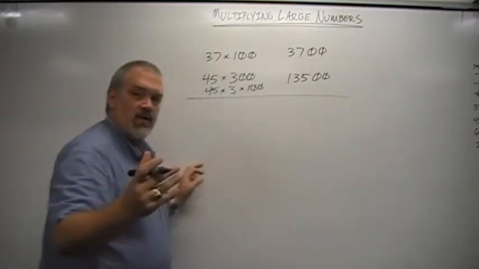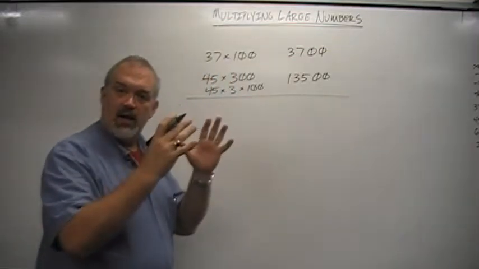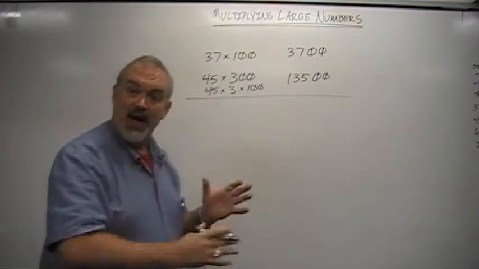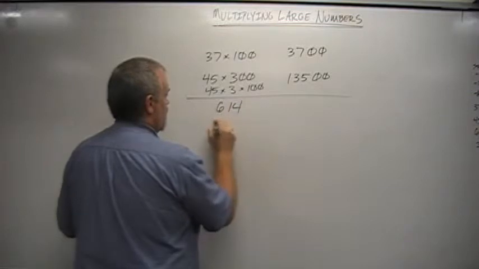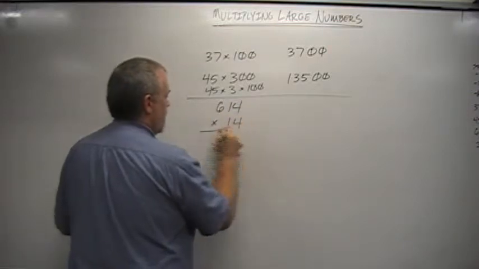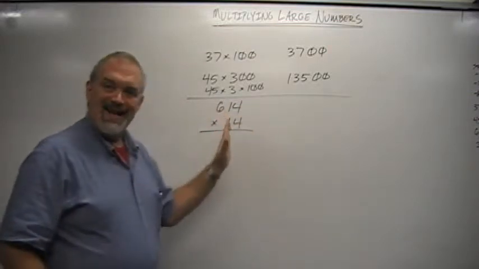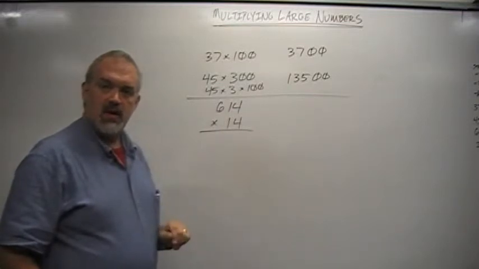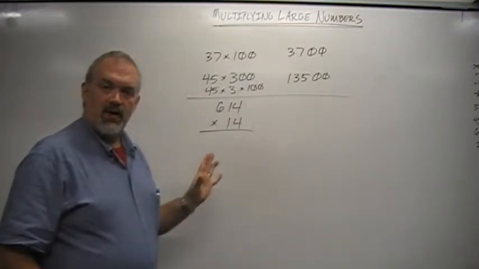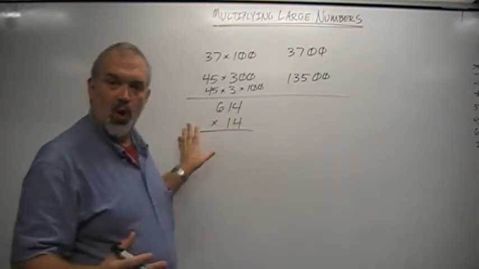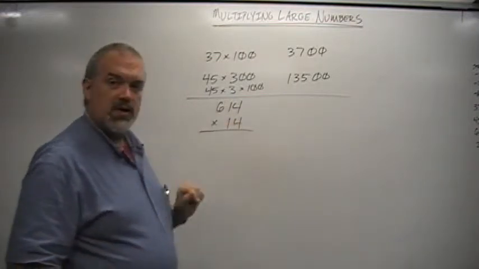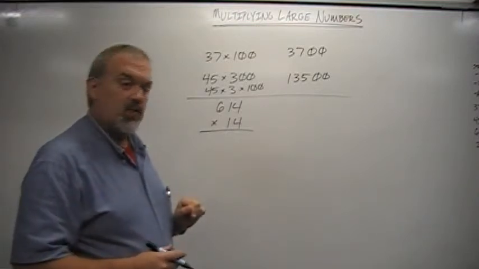As always with algorithms, it's important that you write clearly, you write vertically, and you line all the columns up. So let's try 614 times 14. You notice I've written vertically, neatly, and in straight columns. Now, in order to do an algorithm, all I do is I start with my 4, and I pretend like the 1 isn't even there, and I multiply the 4 times 614, which we've talked about previously.